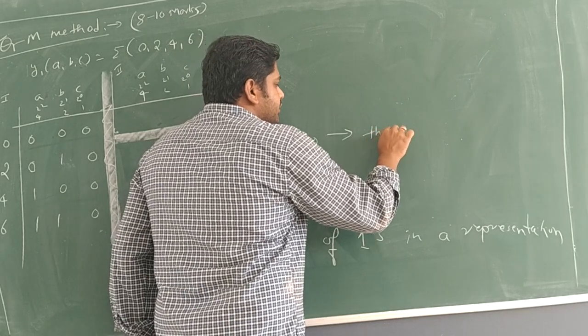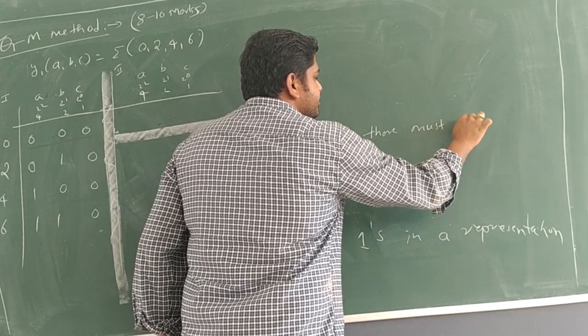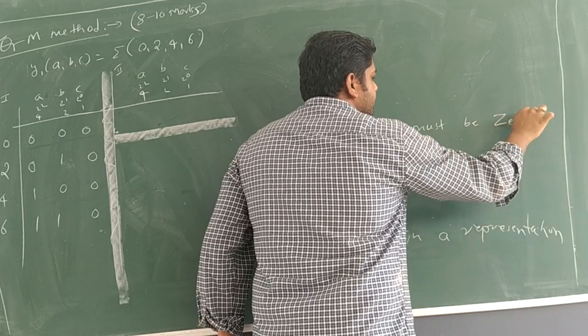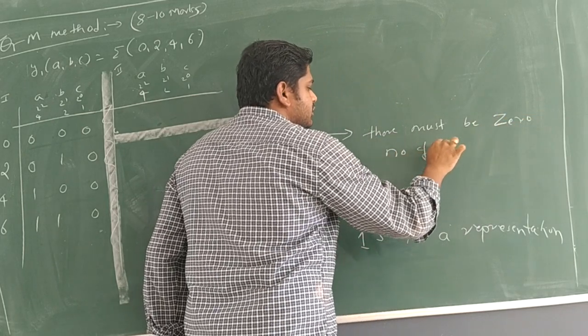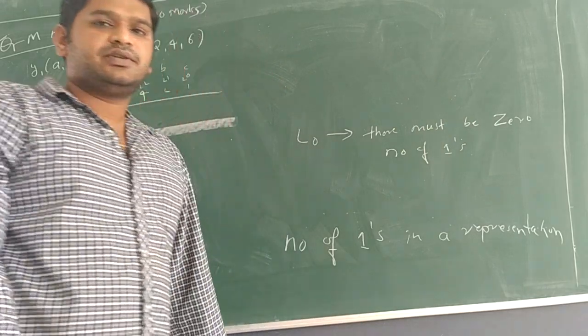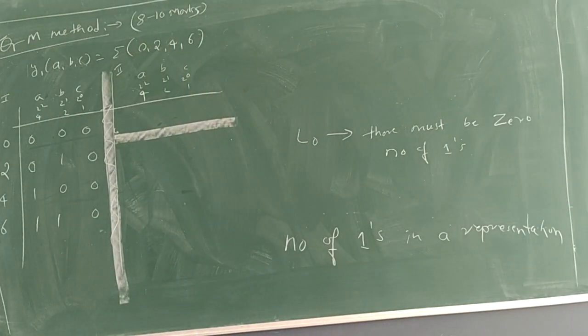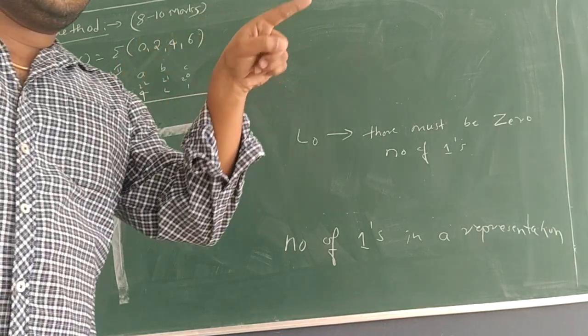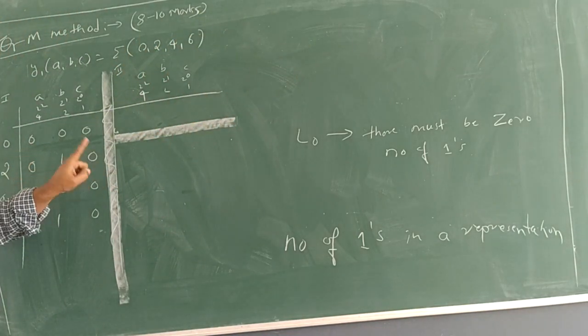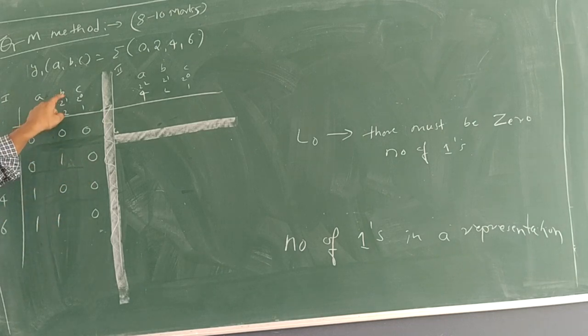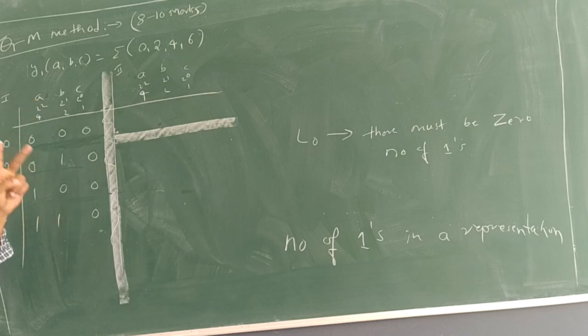The definition of level 0 is that there must be 0 number of ones. That is the definition of L0. See here, how many ones? No ones means 0 number of ones. Here, one number of 1, in the B position. Here, one number of 1 in the A position. Here, two number of 1s in the A and B positions.